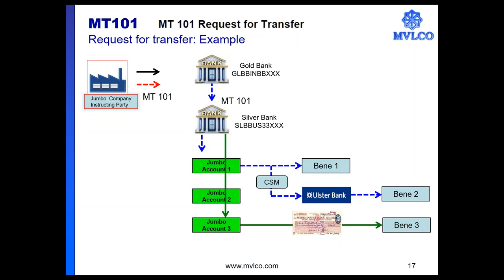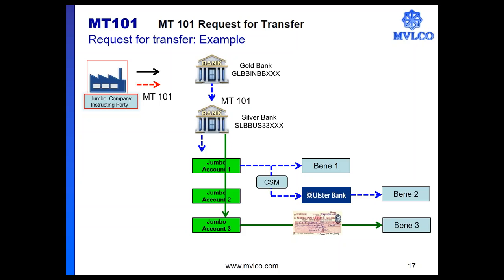Now, some of you may have this question: if Jumbo has an account with Silver Bank, why is it not speaking directly with Silver Bank and speaking only through Gold Bank? Let me answer that question to understand the business case. There could be two business cases which I could take here. Business case one is where Jumbo has outsourced its vendor payments to Gold Bank.